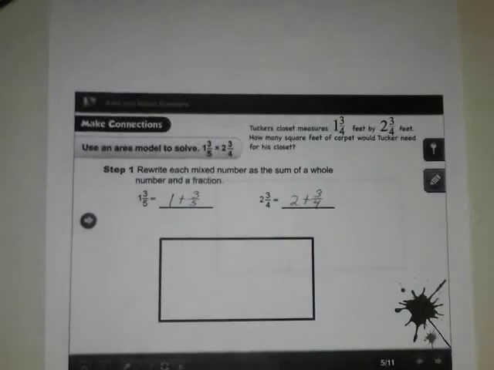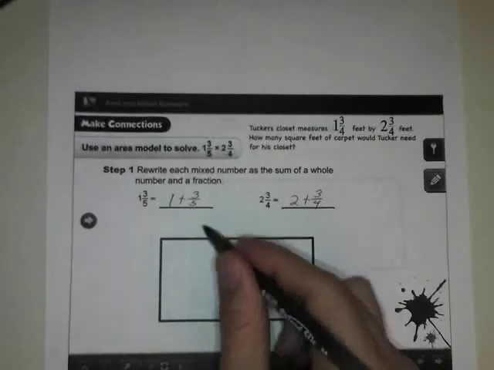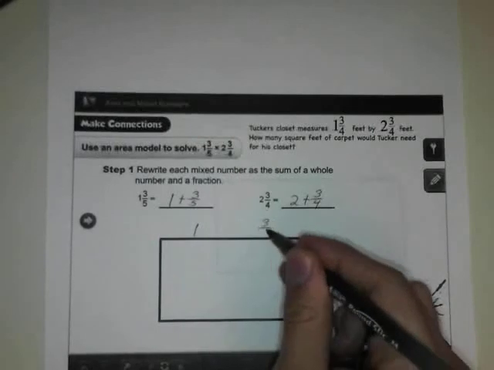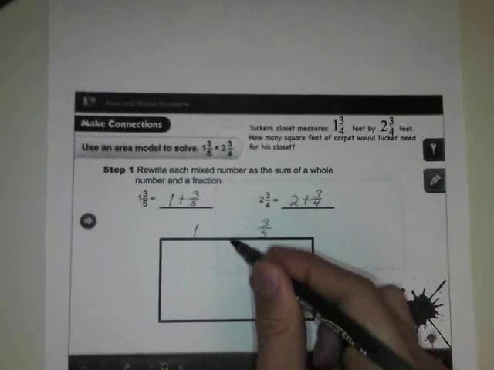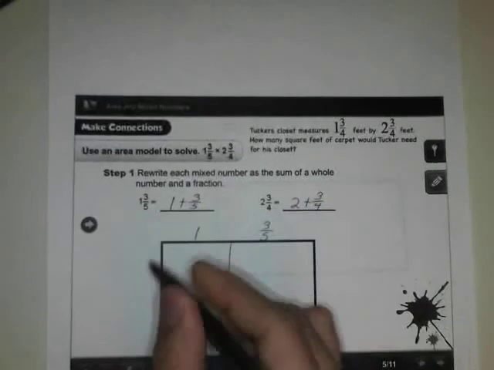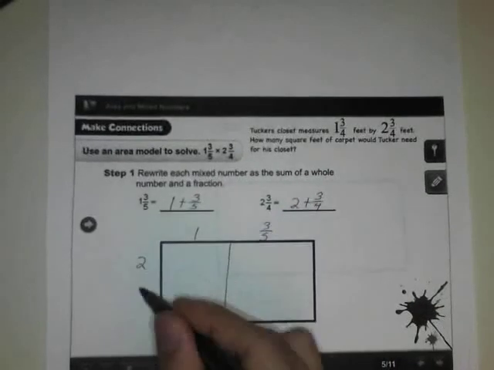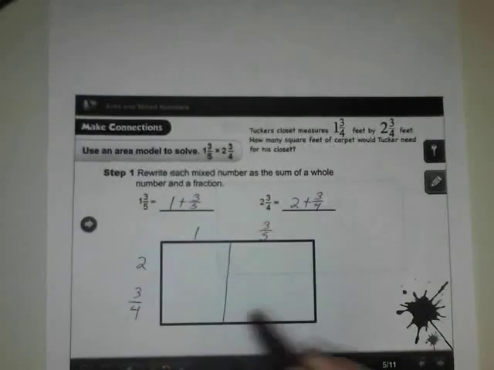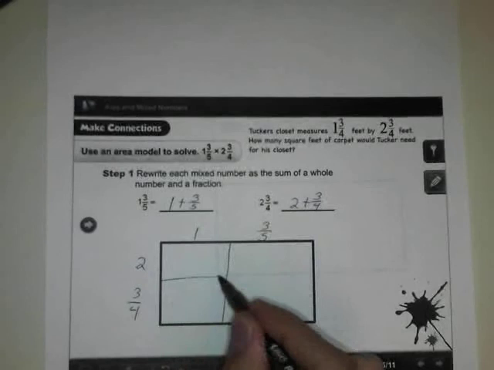Now that we have split up our mixed numbers, we can now use that to set up our area model. So I'm going to represent 1 and 3/5 up here. We have 1 and 3/5. Split up my place values. I have 2 and I have 3/4.